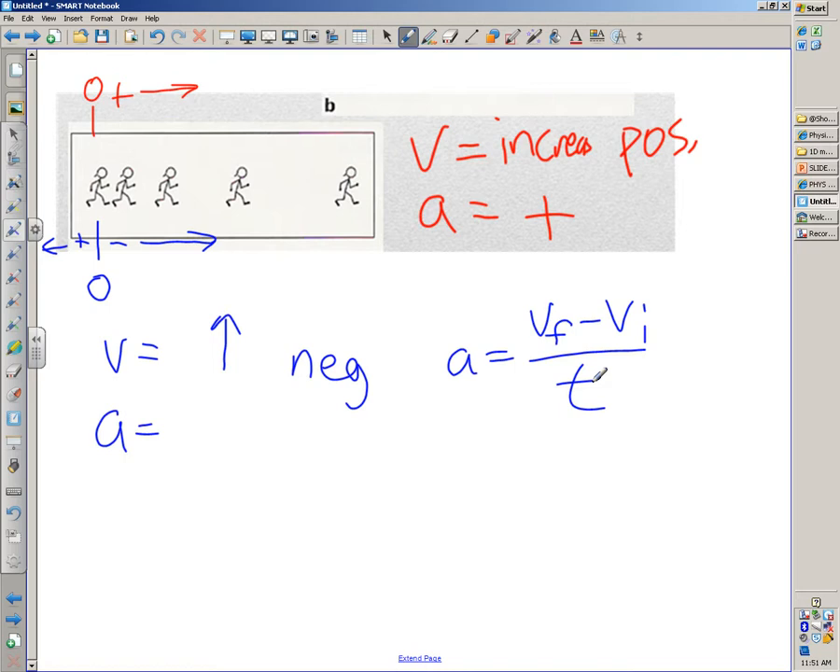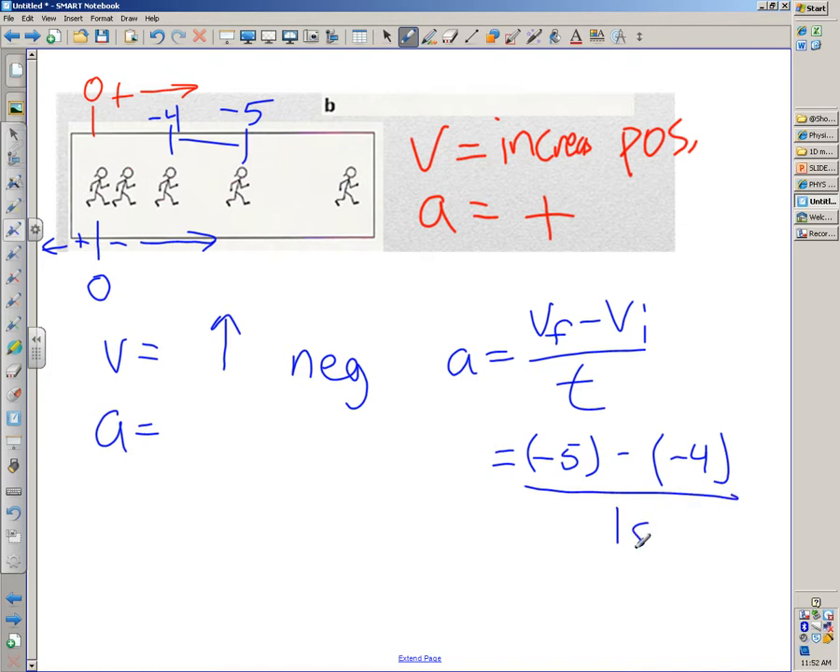Here, if my velocity is increasing in the negative direction, let's throw a couple numbers out there, right? Let's say during this little chunk of time right here, this velocity was -4, this velocity was -5. That would make my acceleration equal to what? 1 meter per second squared. Okay? However, if I start plugging numbers into this formula right here, what's my final velocity during this little chunk? I already told you that my final velocity is going to be -5, minus my initial velocity for this little chunk, which I told you was -4. And that all takes place over 1 second.